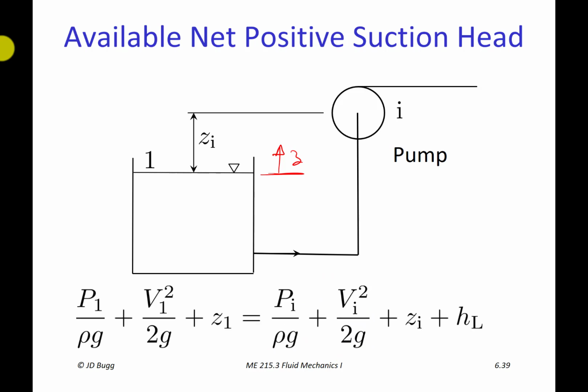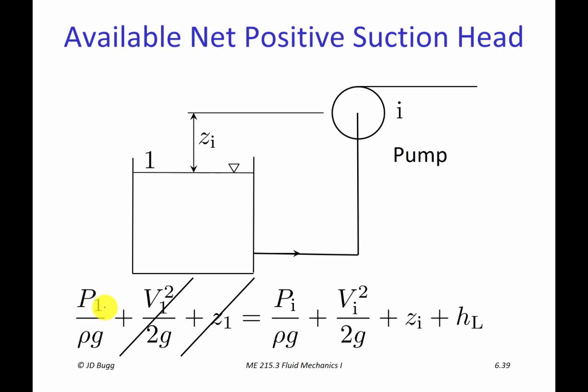As usual, we'll make a couple of simplifications to this equation. We'll say that this is a large reservoir so that V1 is 0. And we've already talked about the fact we're going to put our datum at the surface of the reservoir, so Z1 is also 0.